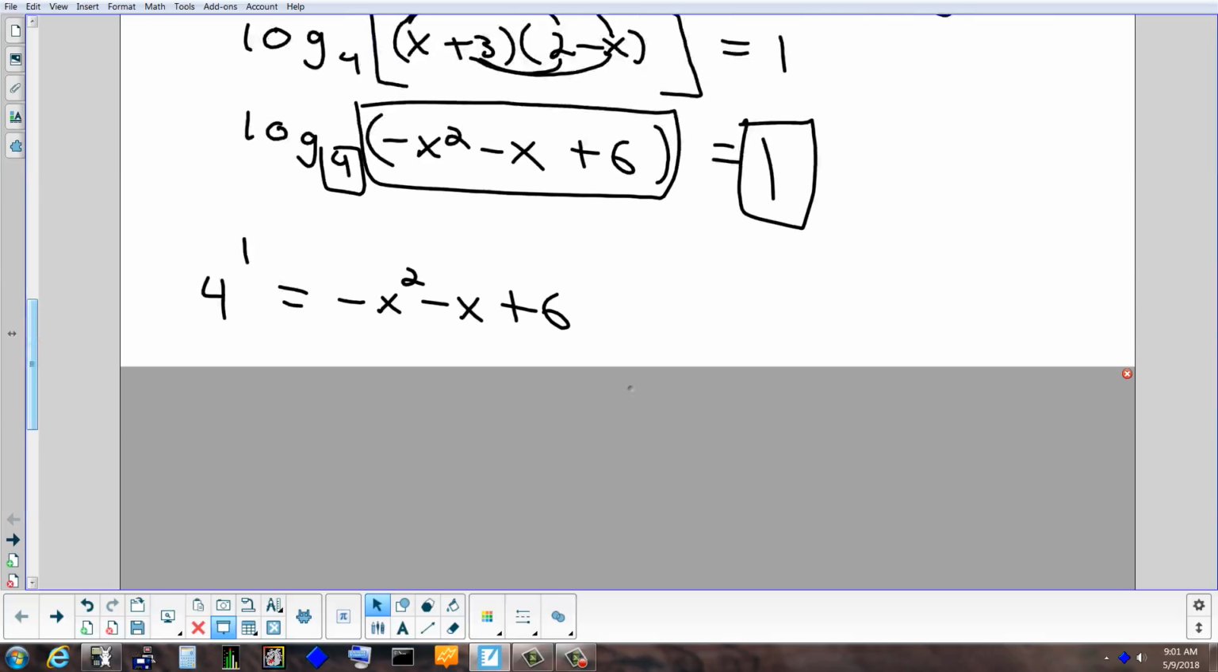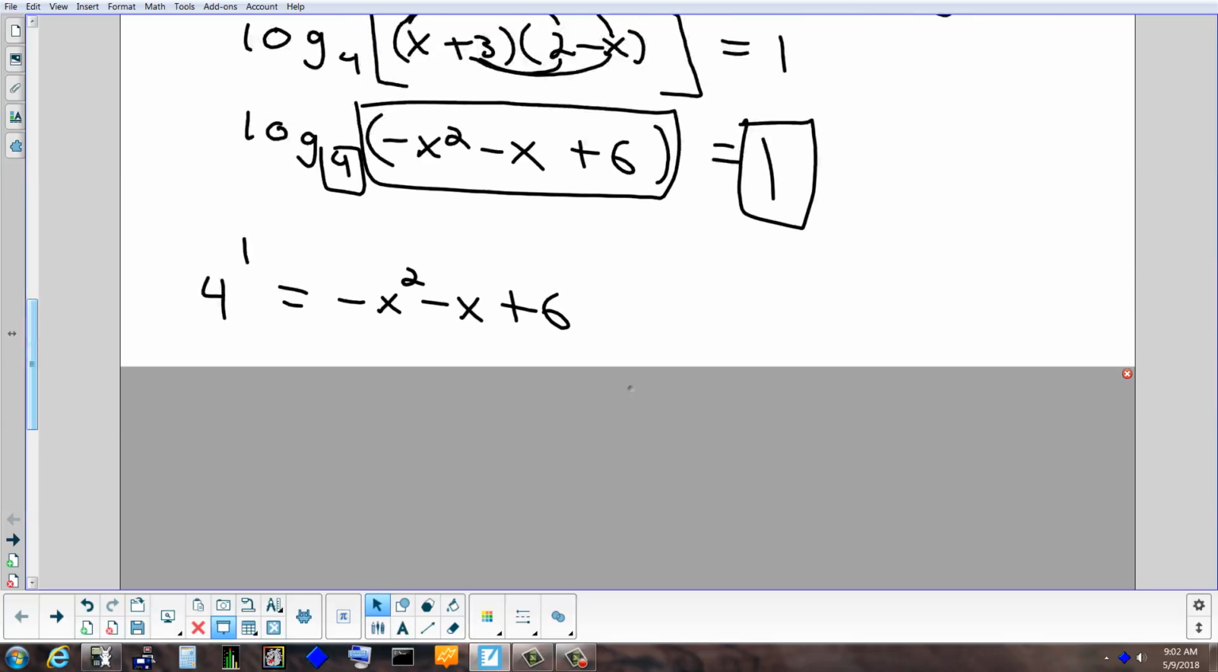Okay. Several ways you can solve a quadratic equation. You can factor it. You can use the quadratic formula. You can complete the square. You could use a graphing calculator, but we don't really do that in this class. So we're probably going to stick with either factoring or the quadratic formula.